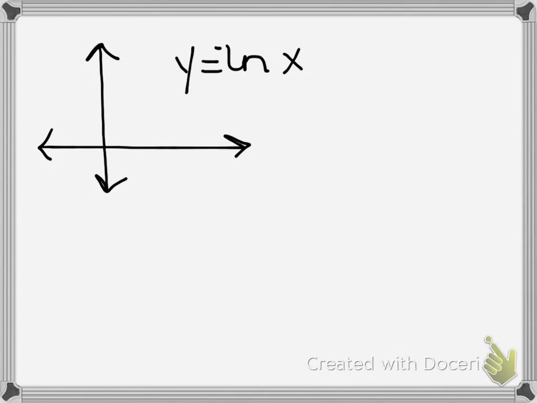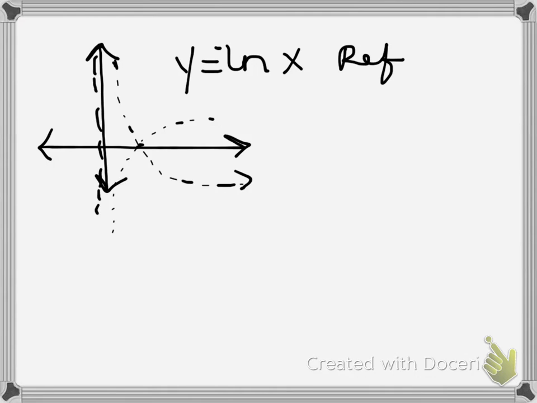Now let's look at the reflection. If I put a negative in front of the ln of x, like that, I get a reflection over the x-axis. So this wouldn't change, and this wouldn't change. But instead of coming up from this direction, instead of doing this, it's going to do this. And this would be the graph.